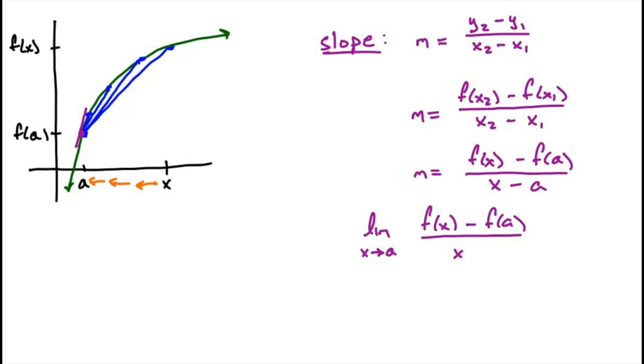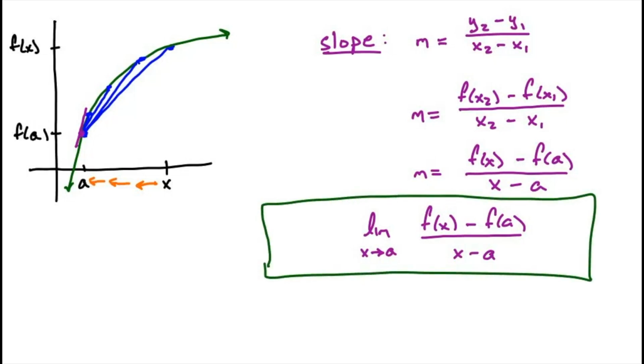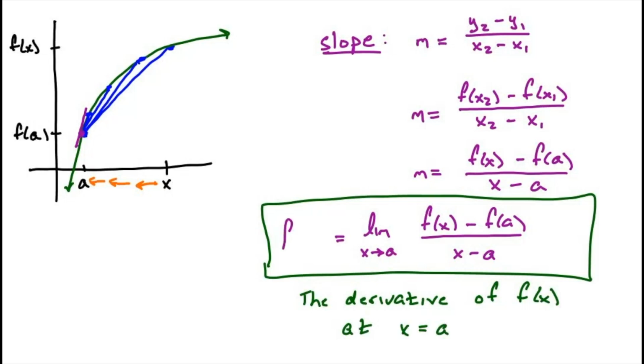So the limit as x approaches a of f of x minus f of a over x minus a. And this right here is our formula for the derivative of a function at a point. And we write f prime of a, a little apostrophe on our f, indicating the derivative at a.